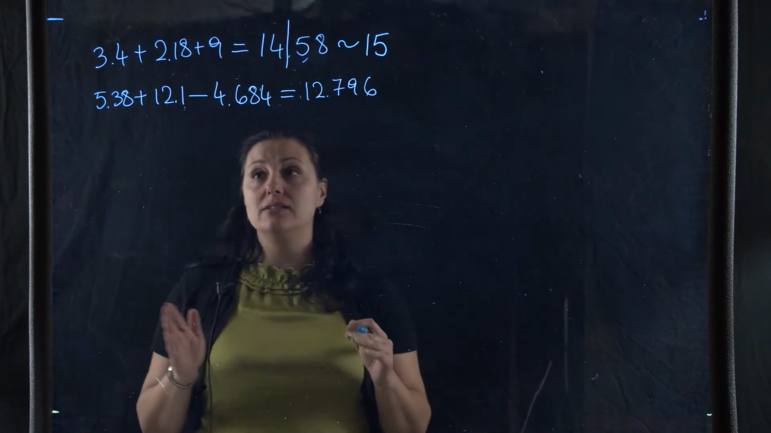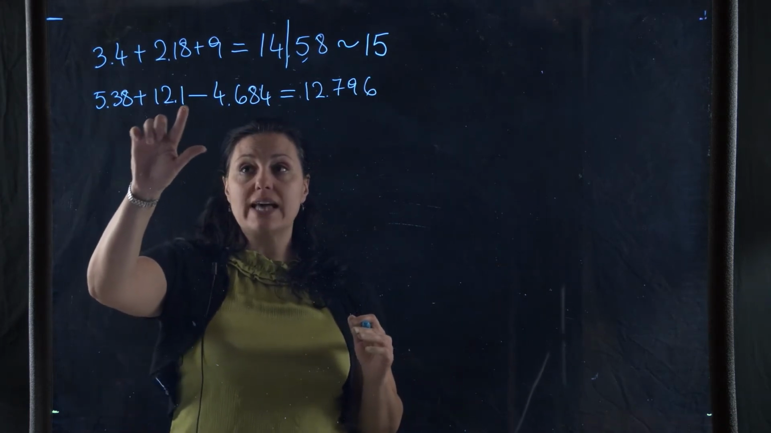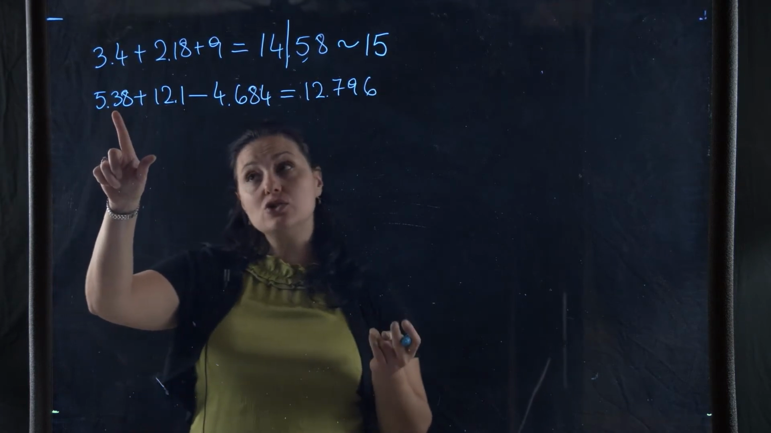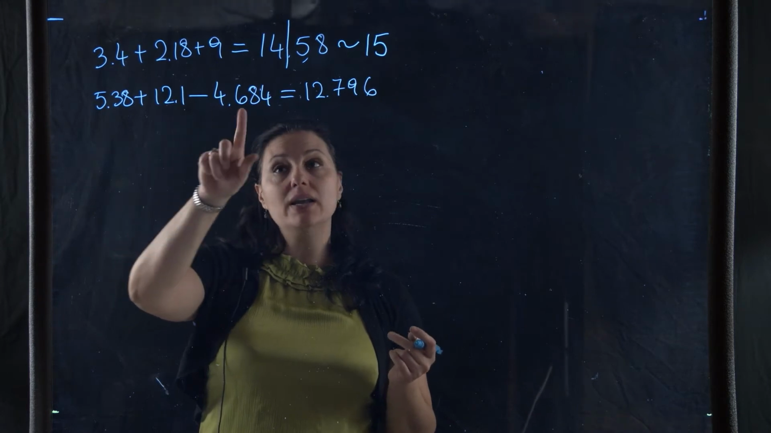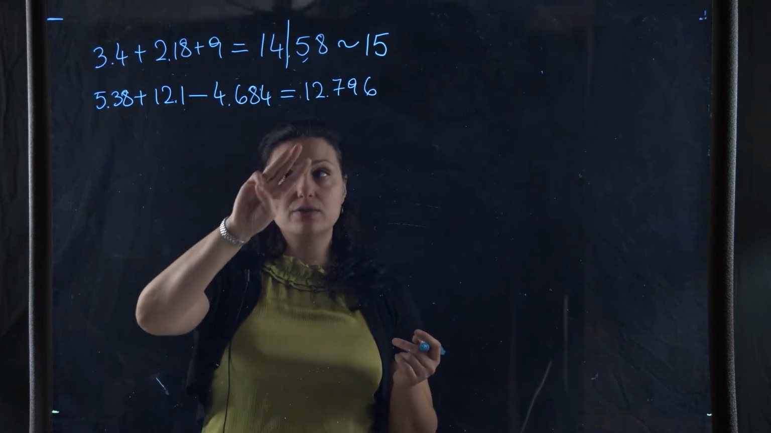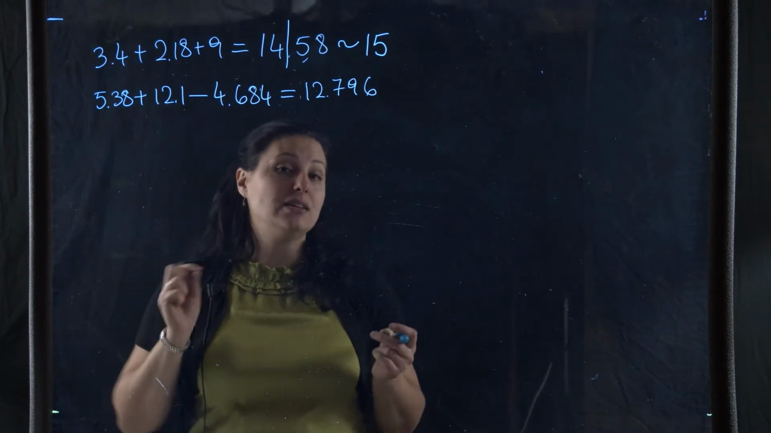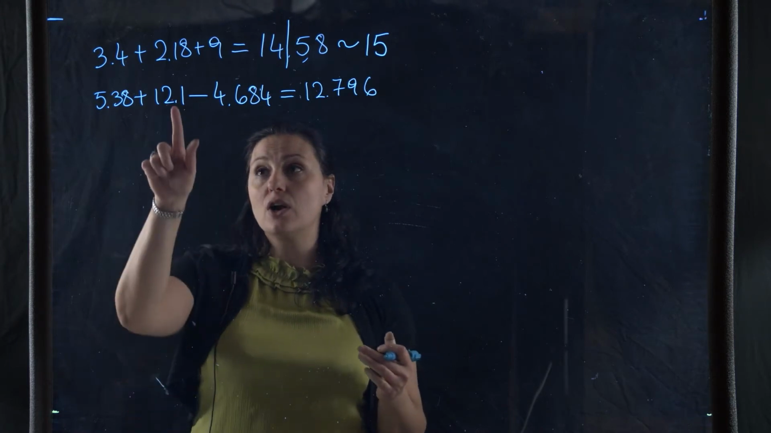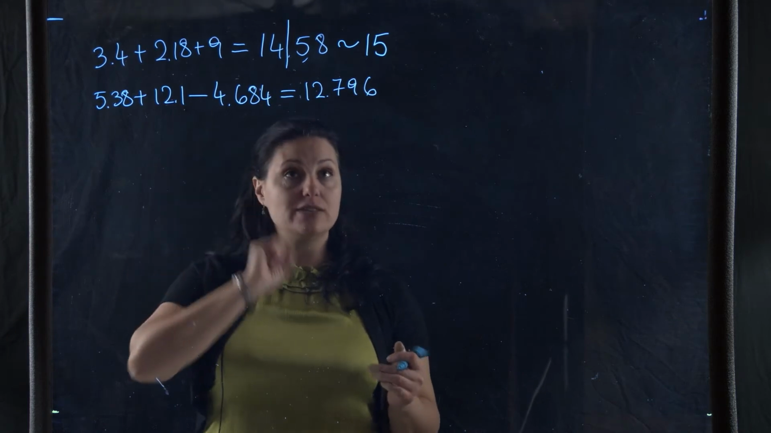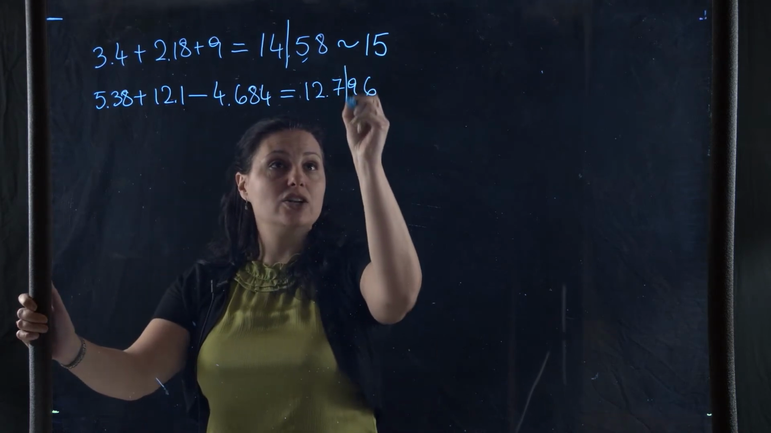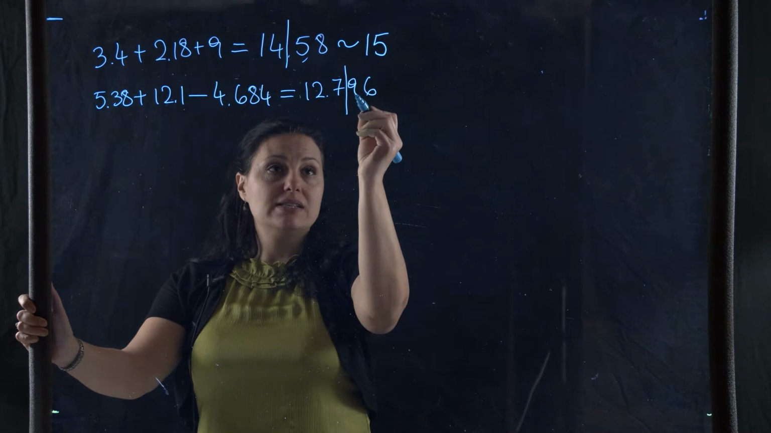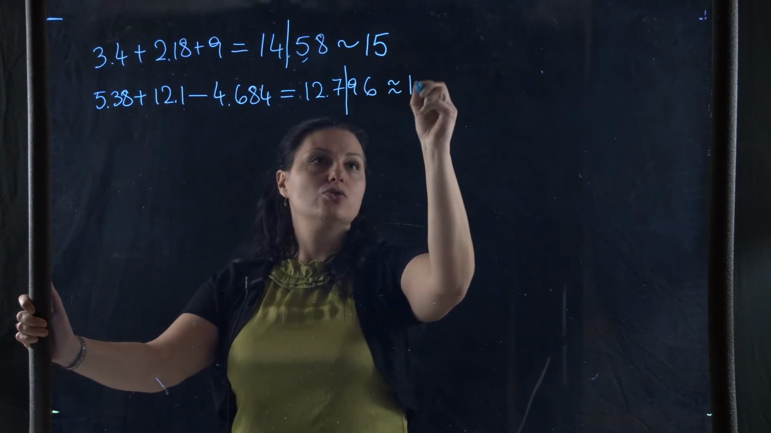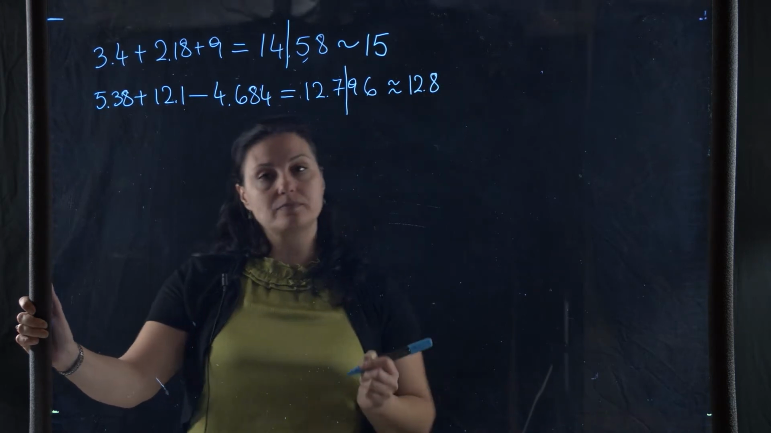I need to look at the number of digits after the decimal point. Well, 5.38 has two digits, 12.1 has one, and 4.684 has three. So the one that has the least amount of digits behind the decimal point will limit my answer, and that's 12.1 because it only has one. That means that I have to cut it off right here. Now, because this is a 9, I will have to round up, so this will be approximately 12.8.